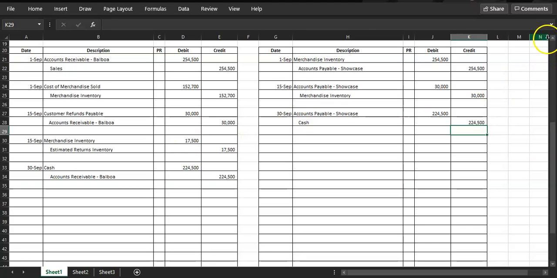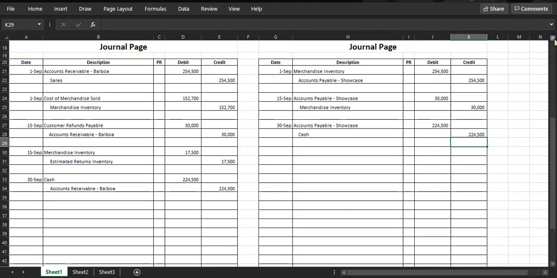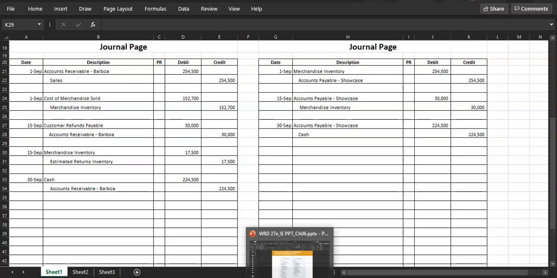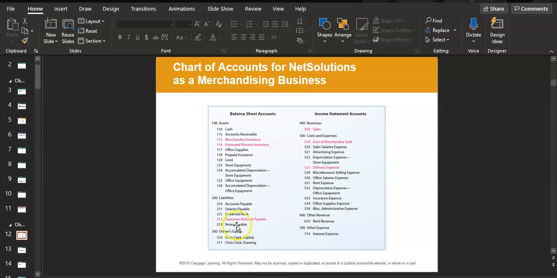And you do have homework problems that are nearly identical to this. Okay. The next thing I'm going to do is show you a PowerPoint slide.